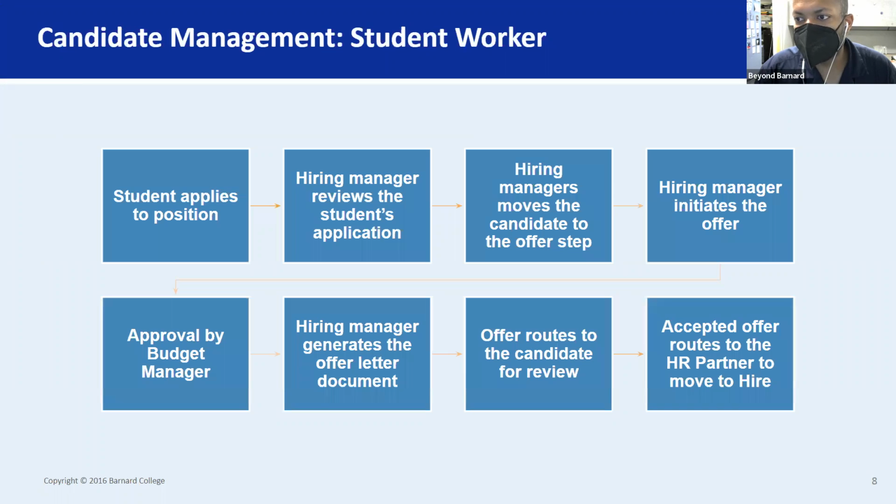So the overall process, a student applies to the position, hiring manager reviews the student's application, hiring managers move the candidate forward to the offer step, and the hiring manager initiates the offer. While that's happening, you're getting approval by the budget manager, and then the offer letter will be generated and will route to the candidate for review, where they can accept. And then after they accept, it'll come to the HR partner or Beyond Barnard to then process the hire.